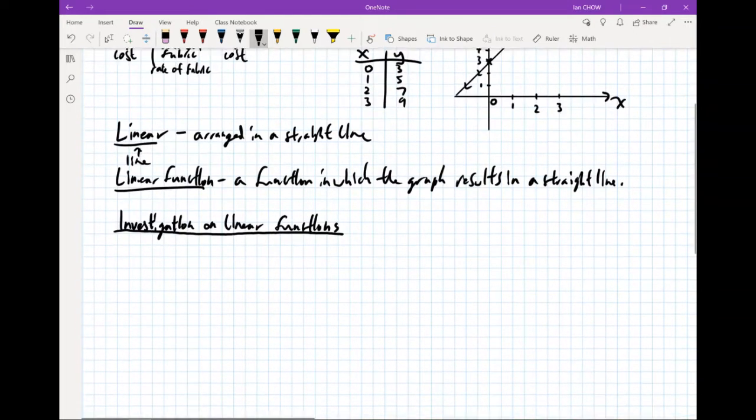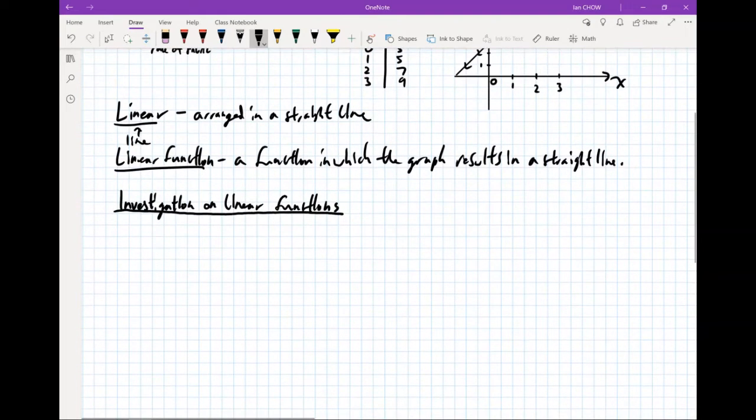So let's do some investigations on linear functions. I'm going to start off with a very simple example of y is equal to x. Very simple. Whatever value we put in x, y would just be the same. So if we do our xy table like this, if x takes 0, y would take 0. If x is 1, y is 1. If x is 2, y is 2. If x is 3, y is also 3. So what would this function look like?